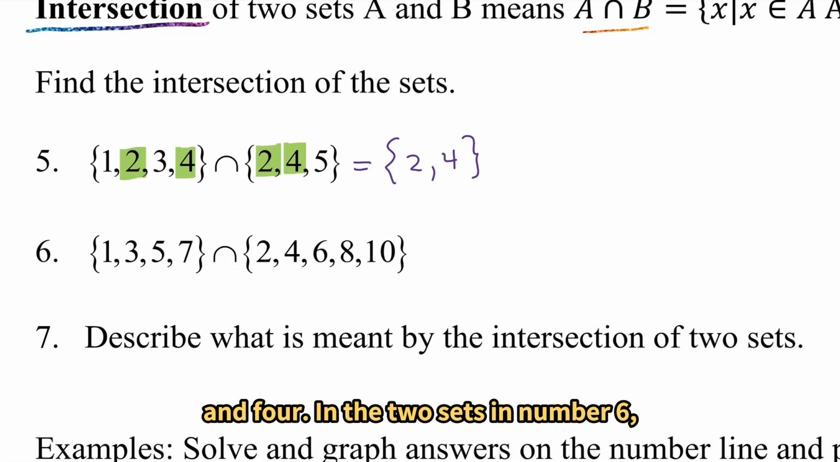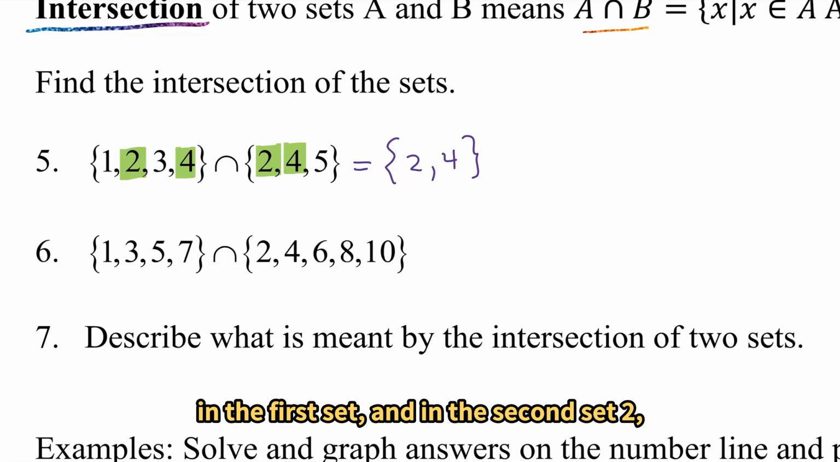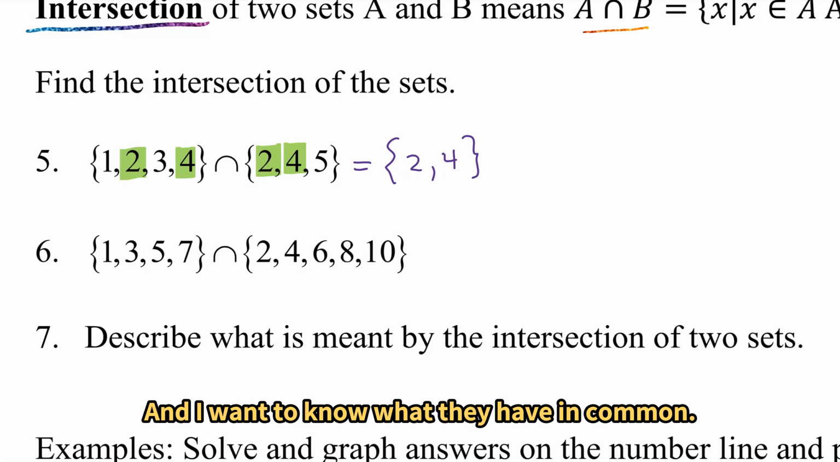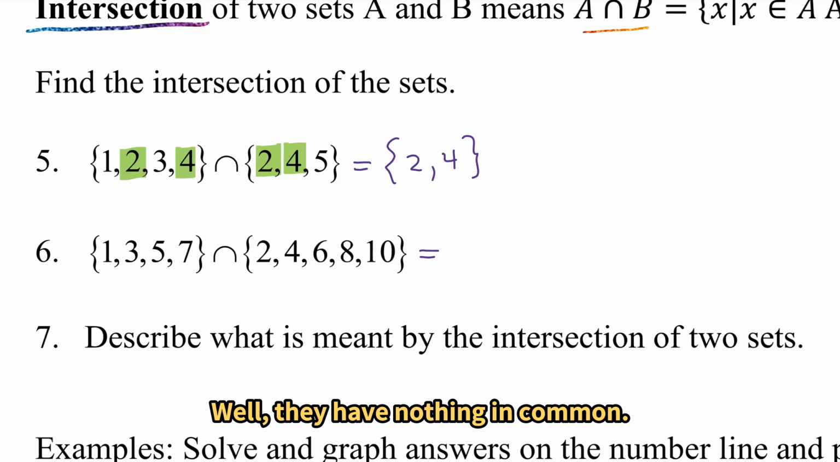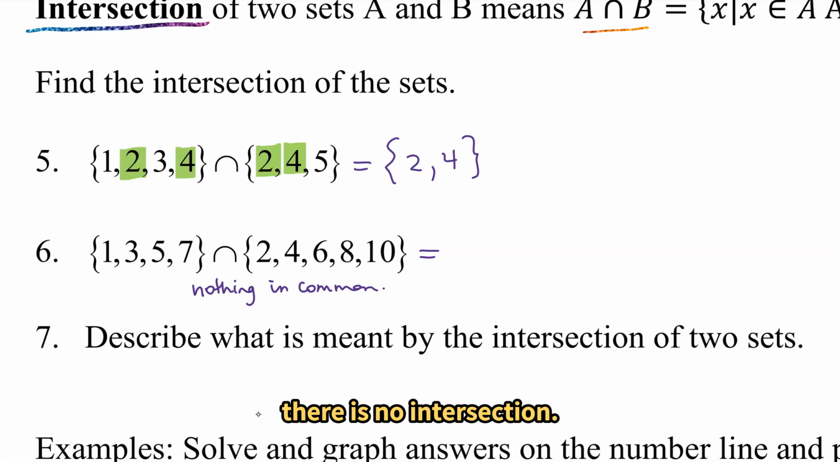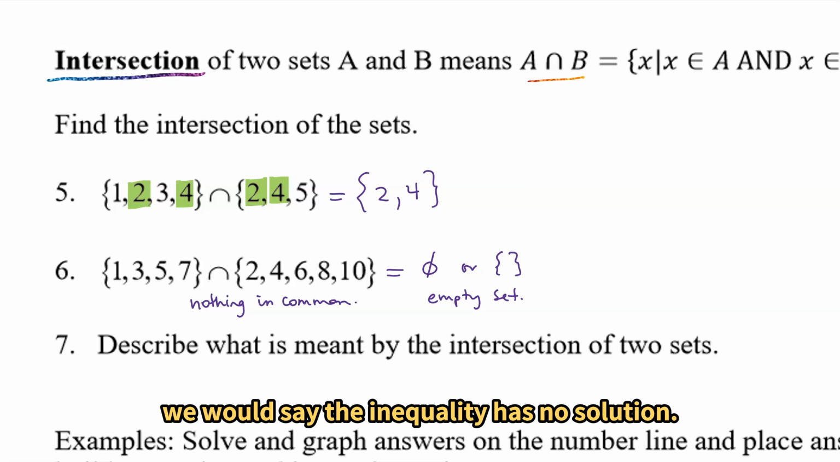In the two sets in number 6, I have 1, 3, 5, and 7 in the first set, and in the second set 2, 4, 6, 8, and 10. And I want to know what they have in common. Well, they have nothing in common. And since they have nothing in common, there is no intersection. We call this the empty set. If we work through an inequality and we get an empty set, we would say the inequality has no solution.